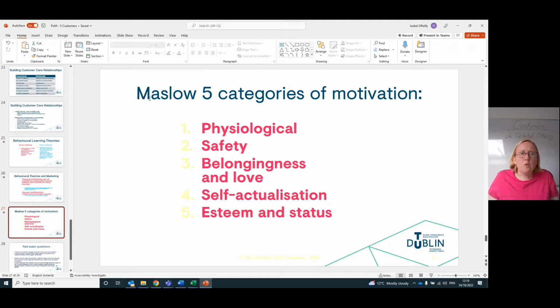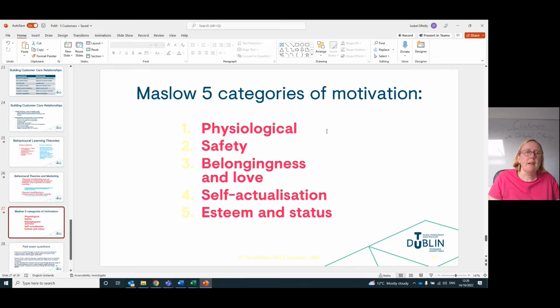Now we look at Maslow's 5 categories of motivation. The numbers are hard to see, but they're numbered 1 to 5. The first being physiological. These are physical needs to survive, the actual survival, thirst, hunger, and so on. Safety then is next, belongingness and love, self-actualization and esteem and status.